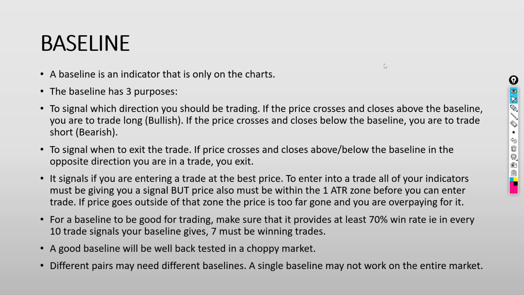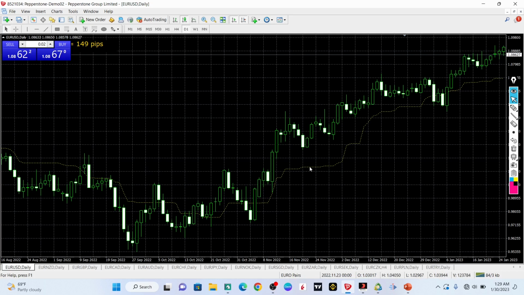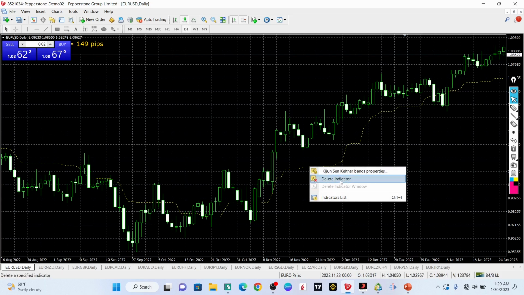Okay, so right now we are going to jump onto a live chart and try to figure out what the baseline is and how the baseline is used. So we are right back onto a live chart, like we've said, and we want to check out what the baseline is. We don't need any other indicators. All we need is to see what the baseline is.